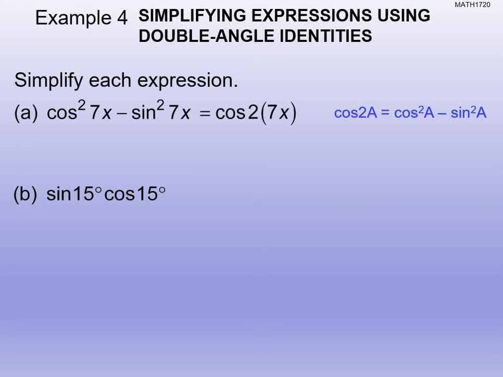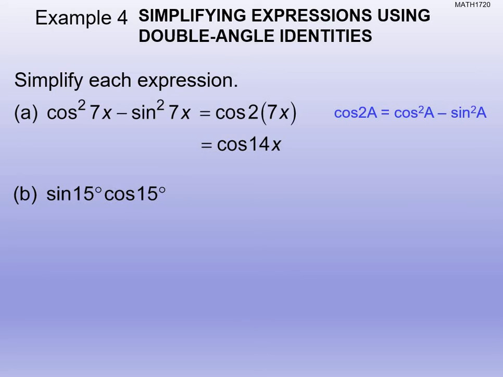So now we can simplify this down. We're going to rewrite this. The cosine squared of 7x minus sine squared of 7x is equal to cosine of 2 times 7x. Remember, 7x is our a in this case. So we end up getting cosine of 14x. That's about as simple as we can get on that one.